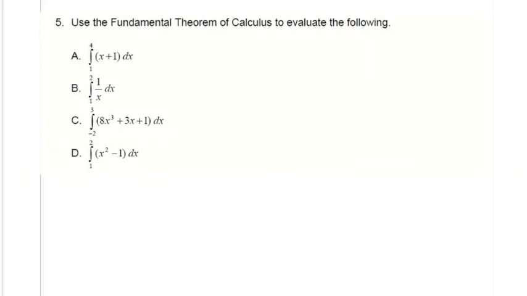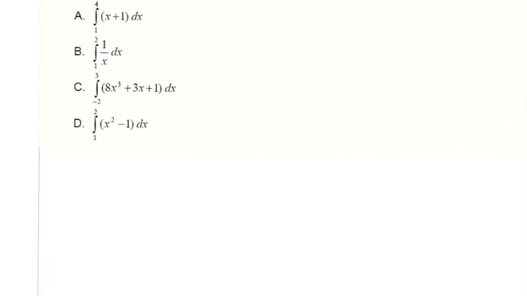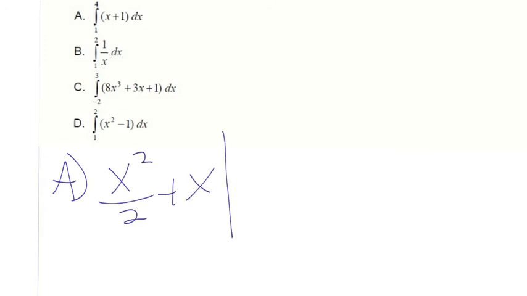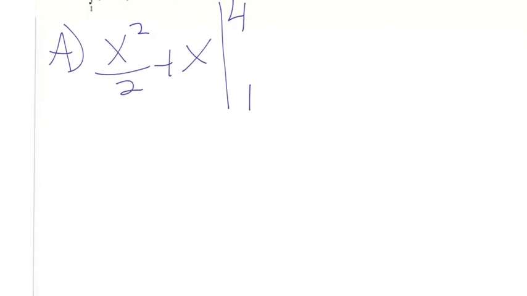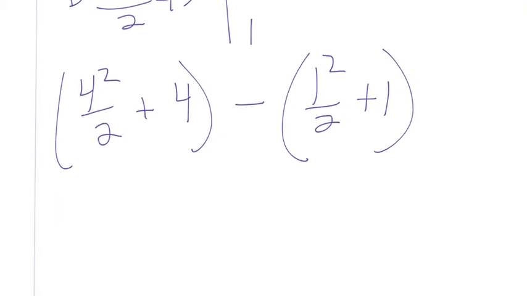Okay, now lastly for number 5, we have the fundamental theorem of calculus. It is going one step further from the antiderivative that we did before. So for A, I'm going to find my antiderivative. But I need to remember that I have the numbers 1 and 4. So now what we do with that is we take our top number and substitute it in for x, minus, take the bottom number and substitute that in for x.